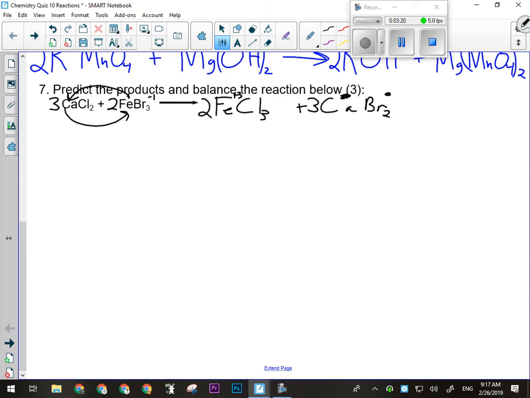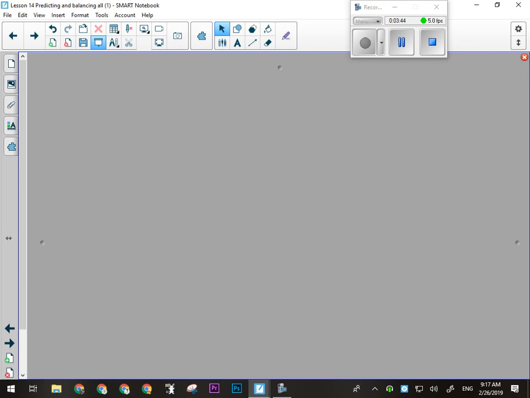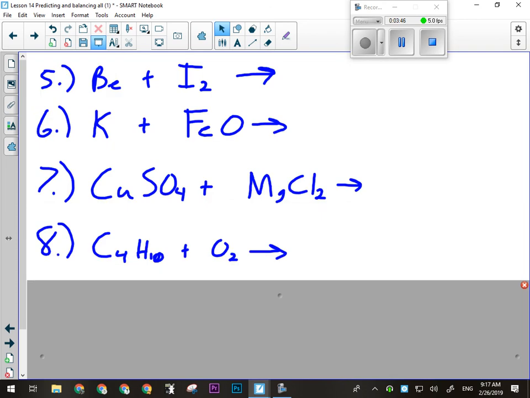That's what we want to work on and practice today. It requires us to be very familiar with our reaction types, and it requires us to be able to think critically when we're going through it. I would like you guys to write down, let's say, 5 through 8 for right now, and give them a try. Predict the products and balance the reactions.